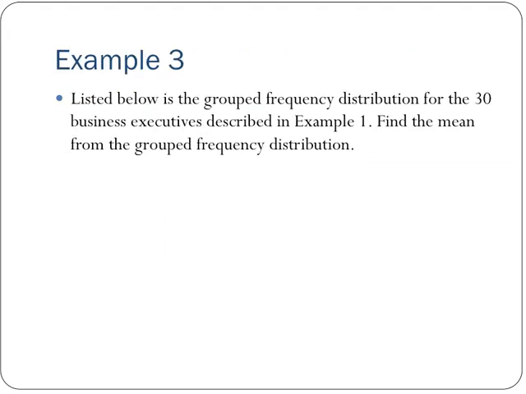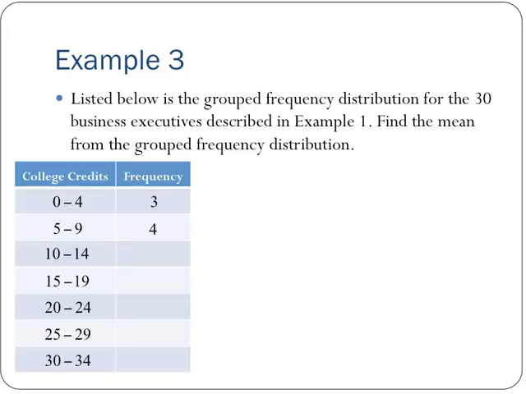All right, so listed below is the grouped frequency distribution for the 30 business executives described in example 1. Find the mean from the grouped frequency distribution. Okay, so this is what we had earlier in example 1. So rather than taking the 30 different data points and having to find the mean by summing them all up, now 30 is actually not that bad, but if you had a lot of data and you wanted to make the process simpler and you had a frequency distribution, this is how you would do it.